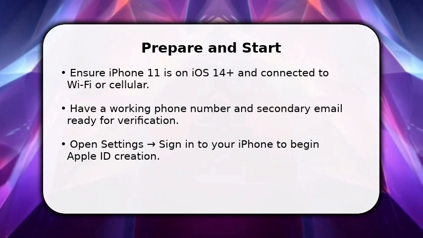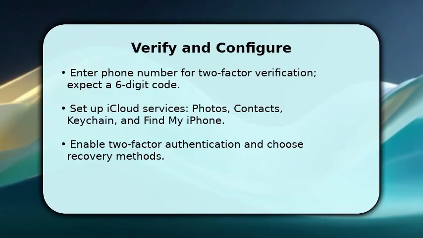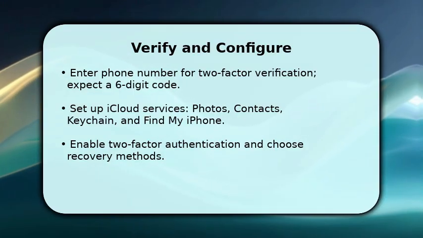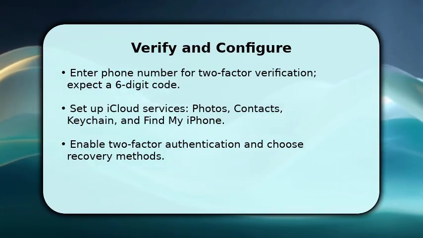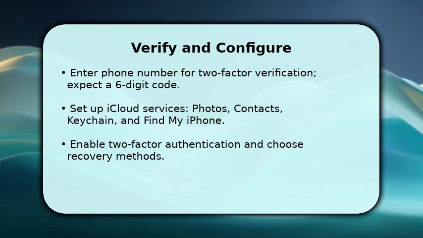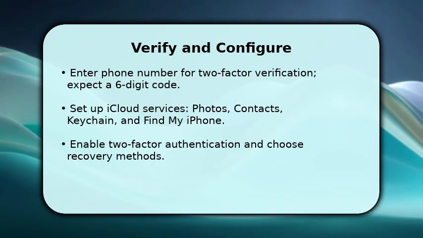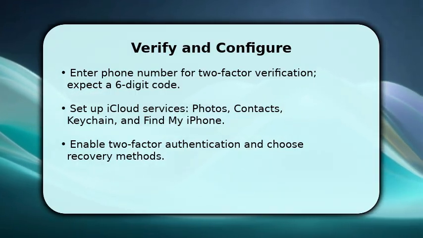After creating your Apple ID, Apple sends a 6-digit verification code to the phone or email you provided. Enter it promptly to confirm your identity. Next, choose which iCloud services to enable: Photos for backups, Contacts to sync, Keychain for passwords, and Find My iPhone for device recovery. Make sure two-factor authentication is enabled. It adds a second security layer.